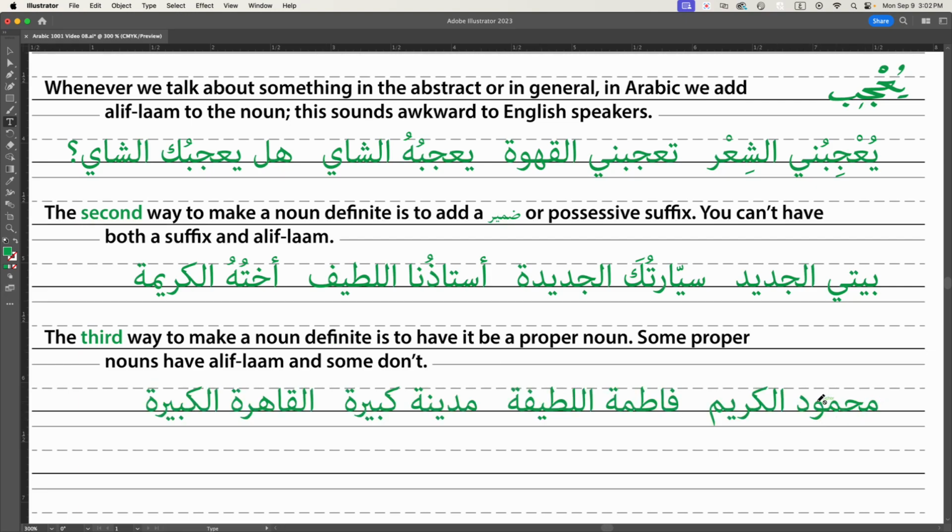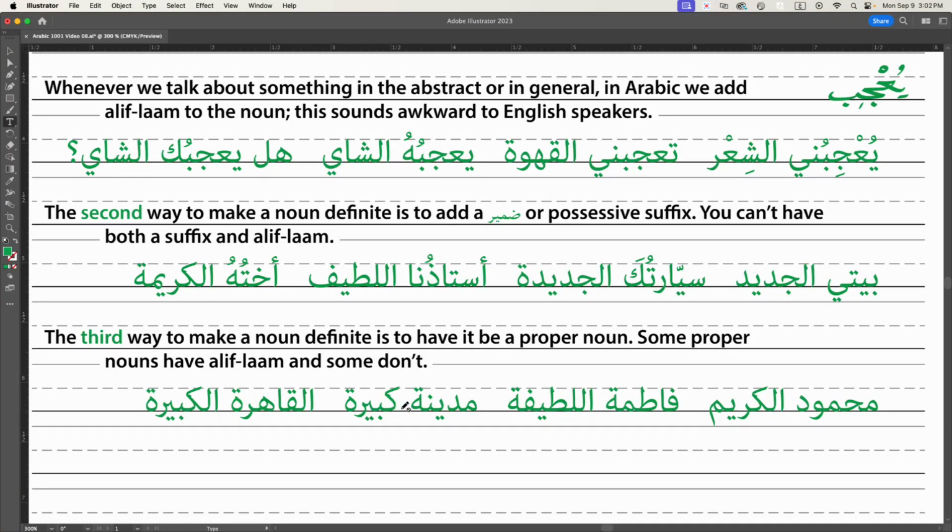So I can say Mahmud. Mahmud is a man's name. Mahmud al-Karim. So this is like generous Mahmud or hospitable Mahmud. And this means we think very highly of him. Fatima. Fatima is a woman's name. Fatima al-Latifa. So I've taken Latif for nice. I've added ta marbuta because she's a woman. I've added alif lam because a proper noun is always definite. So this is like nice Fatima or kind Fatima.